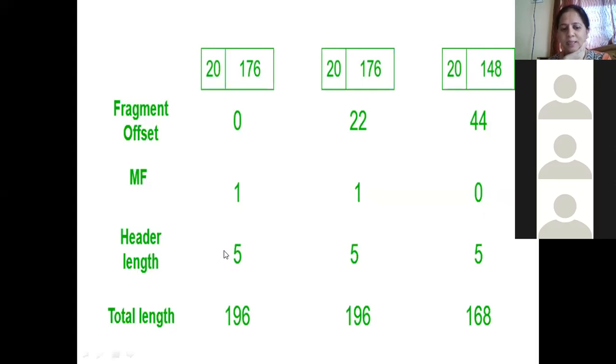Okay. Similarly, the header length is indicated here, 5 bytes. Okay. So you all can see now. Don't worry about the total length now. Total length is 176 plus 20, which is equal to 196. Okay. So we'll not worry about the length. We'll only look at the fragment offset field and more fragment.